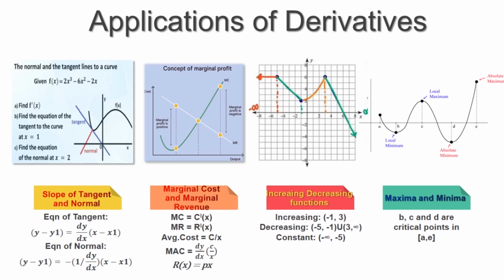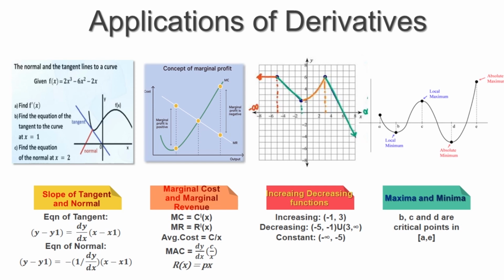Applications of derivatives. We have 4 topics in this: slope of tangent and normal, marginal cost and marginal revenue, increasing or decreasing functions, maxima and minima. For slope of tangent and normal, you should know the straight line equations. Just go through the 11th standard straight line equation formulas. y minus y1 is equal to m into x minus x1. This is what we use for the equation of the tangent. Here the slope is the derivative of the function. If the function is given and they ask for the slope, just differentiate the function, you will get dy by dx, and the slope of the normal will be the negative reciprocal of that.